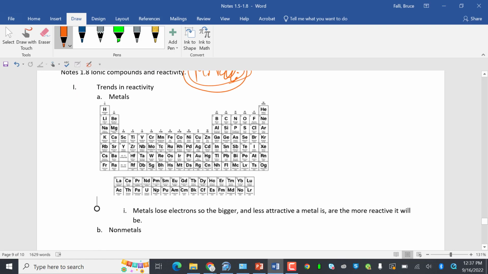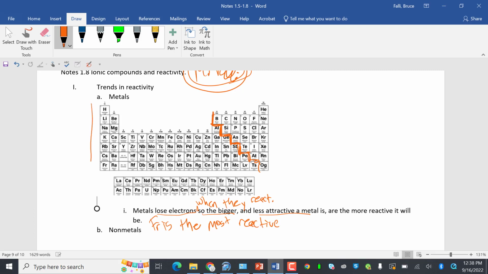Trends and reactivity. So first of all, metals and nonmetals react differently. Remember, there's a split between metals and nonmetals at the stair step right here. And you need to know that metals lose electrons when they react. If they're trying to lose electrons to react, the bigger and less attractive it is, the more reactive it will be. Francium, not fluorine, is the most reactive metal.